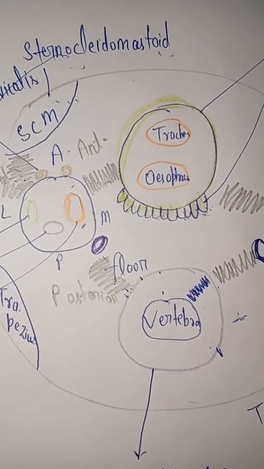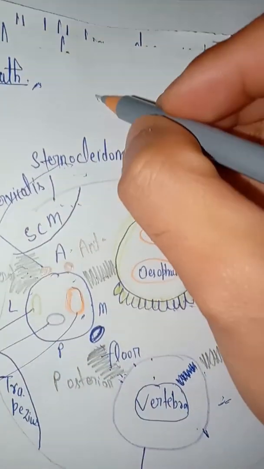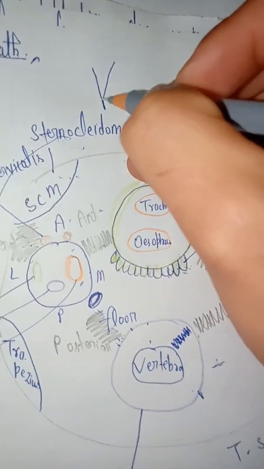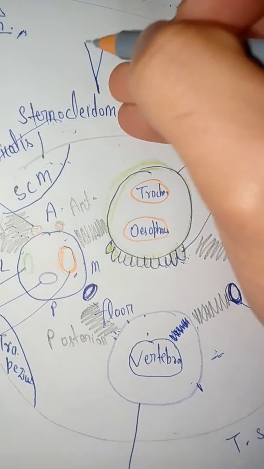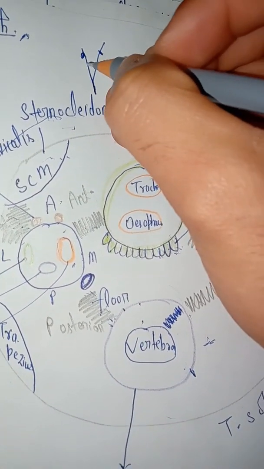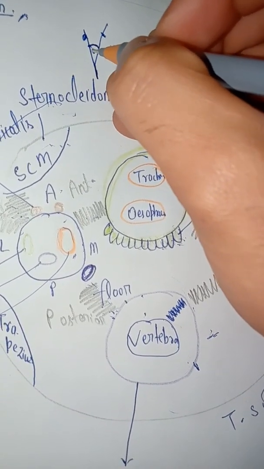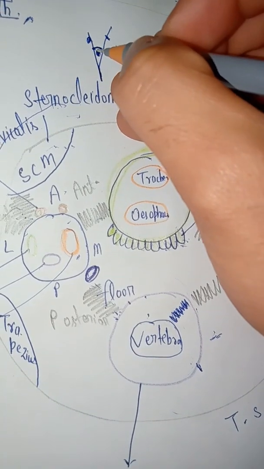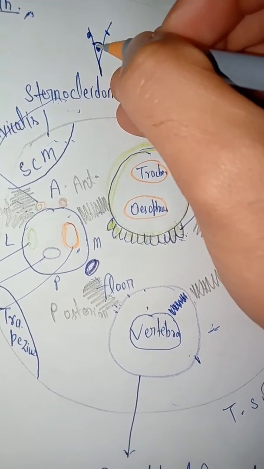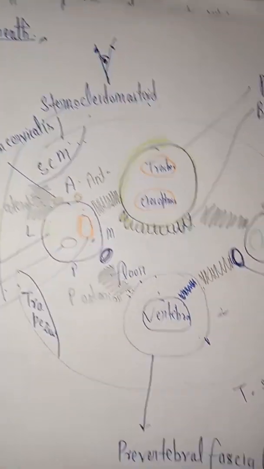And what are the structures present at this bifurcation? Suppose this is the common carotid artery, and this is the internal carotid and external carotid, and this is the triangle. This is called the carotid triangle. Here the carotid sinus and carotid body are present, which have the chemoreceptors for respiration. That is another topic that we will discuss in physiology.